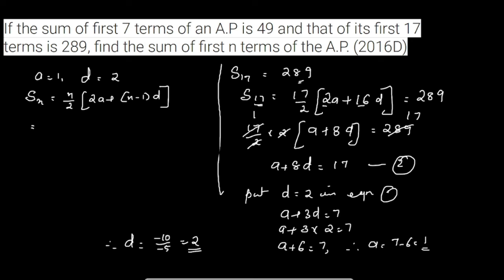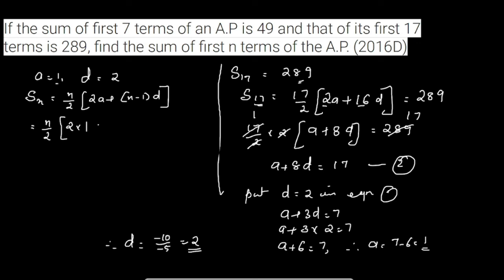Like the value of a and d. Substitute a and d in this Sn and you will get the value of Sn, right? So we'll substitute this value, that is n as it is. We have to write n by 2 multiplied with 2 into a. The value of a, we know the value of a, that is 1, right? a is equal to 1.